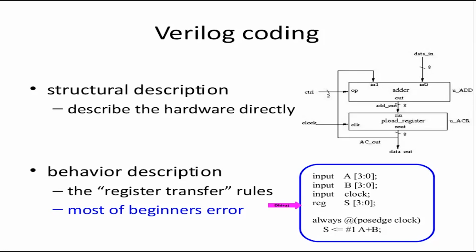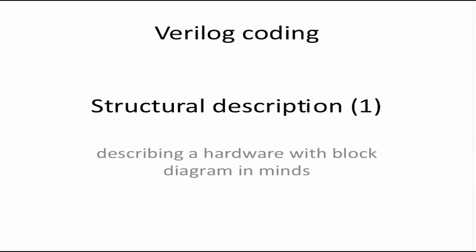And at your top level, let's say you are designing a chip, a CPU, and you already have an ALU, a memory unit and all other blocks. You could do some structural coding to hook up these blocks together at the top level. Let's look at examples for structural description. Structural description is nothing but describing hardware with block diagrams in mind.